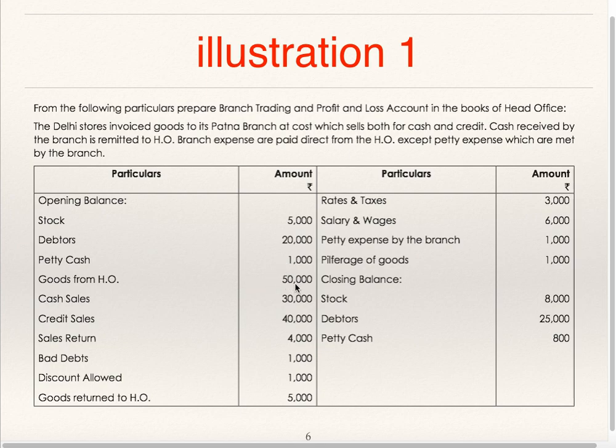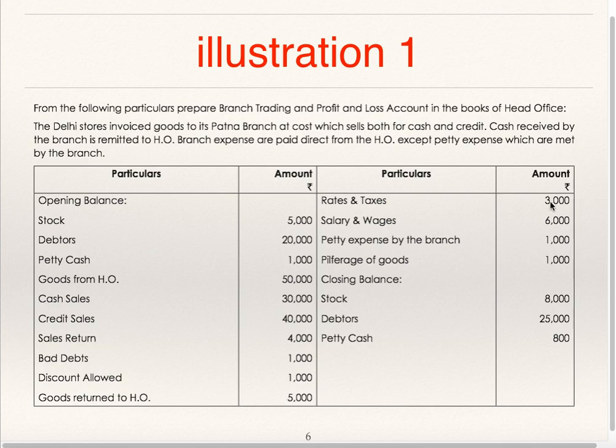Goods from head office is to be debited to trading account. Cash sales and credit sales are to be credited to trading account. Sales return is to be deducted from cash plus credit sales. Bad debts, profit and loss debit, discount allowed, profit and loss debit. Goods returned to head office. Goods received from head office is to be debited to trading account. From that, goods returned to head office is to be deducted.